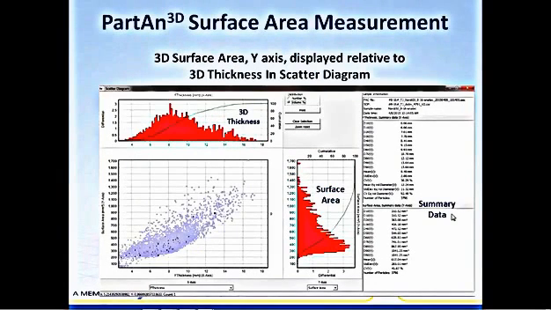This is the scatter diagram display of 3D surface area on the y-axis plotted against 3D thickness. The mean 3D surface area is 617 square millimeters versus a mean 3D thickness of 9.5 millimeters.